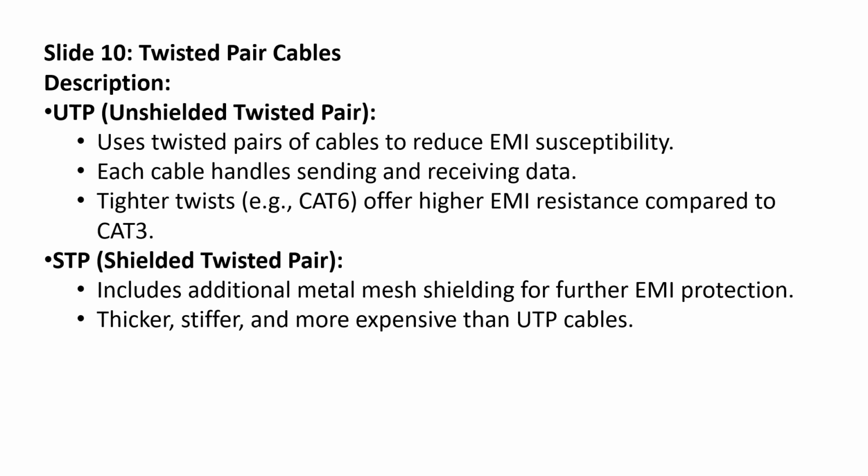Twisted pair cables. UTP, unshielded twisted pair cables. It uses twisted pairs of cables to reduce EMI susceptibility. Each cable handles sending and receiving data. Tighter twists, for example Cat6, offer higher EMI resistance compared to Cat3. STP, or shielded twisted pair. It includes additional metal mesh shielding for further EMI protection. Thicker, stiffer, and more expensive than UTP cables.